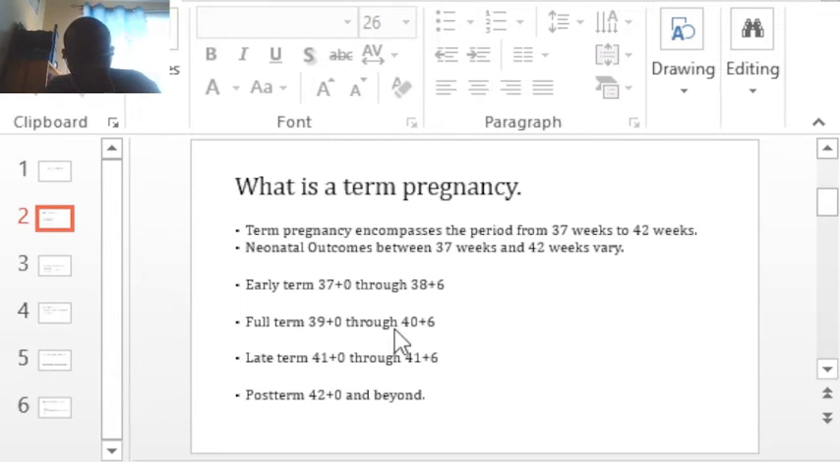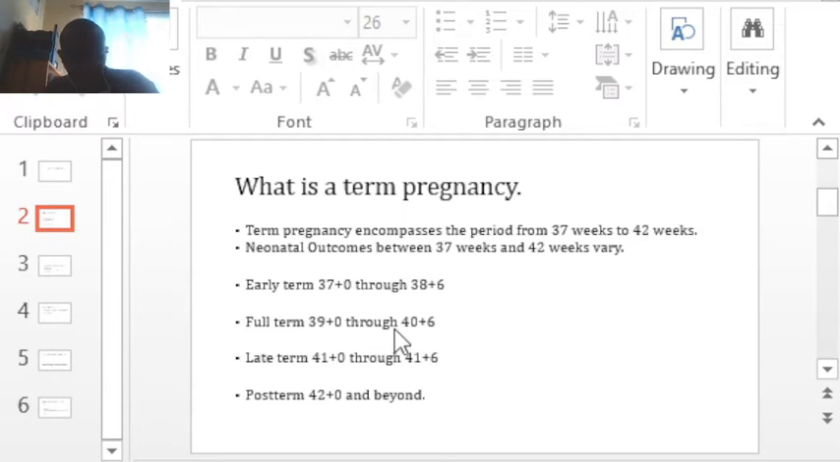So a term pregnancy encompasses a period from 37 weeks to 42 weeks. Neonatal outcomes between 37 weeks and 42 weeks vary. A baby born at 37 weeks and a baby born at 40 weeks and a baby born at 42 weeks have different outcomes, especially in terms of respiratory morbidity. Because of that, researchers thought to further classify this term, because 5 weeks is a long time.